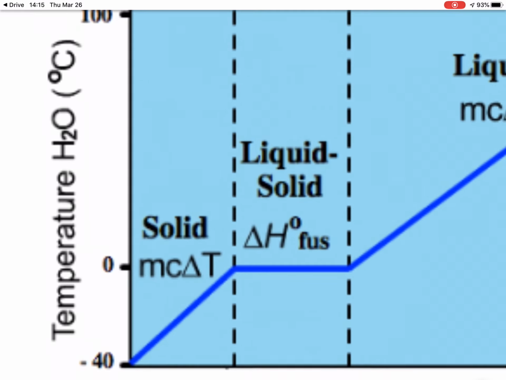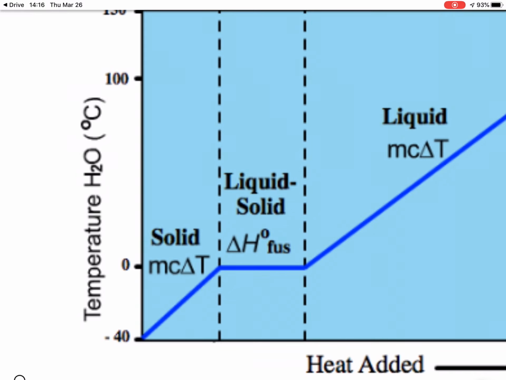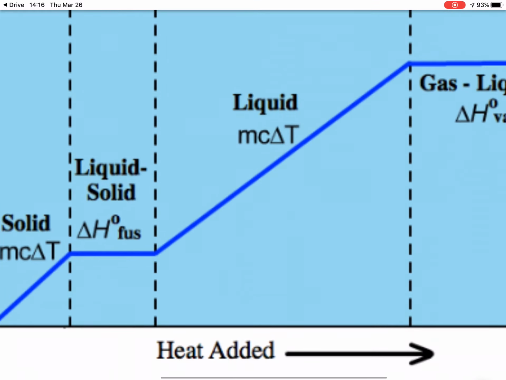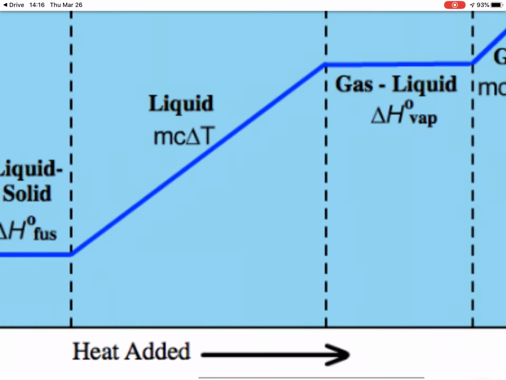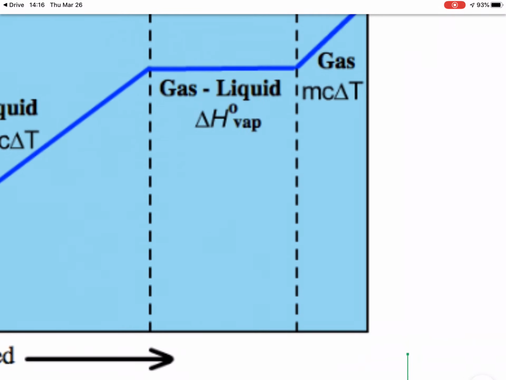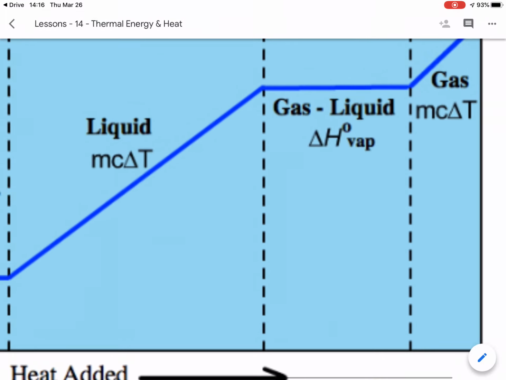Now, over here, on the left axis you have the temperature. On the bottom axis, you have your heat. When you're in a solid phase, as you add heat, your temperature goes up. When you're in your liquid phase, as you add heat, your temperature goes up. Even in the gas phase, as you add heat, your temperature goes up.